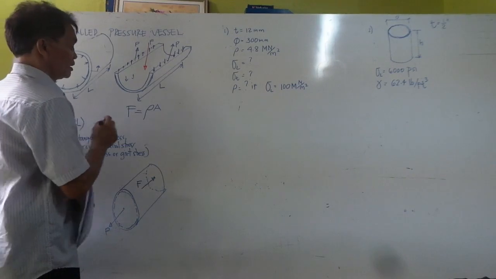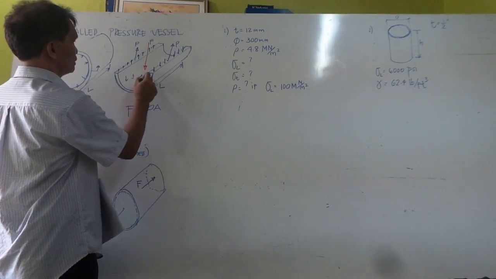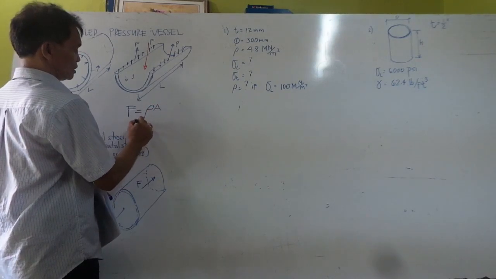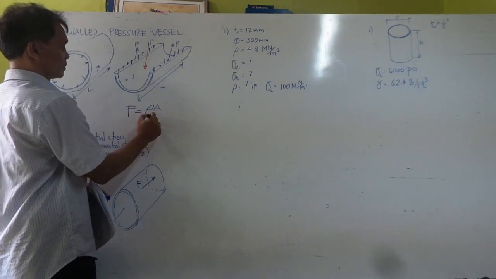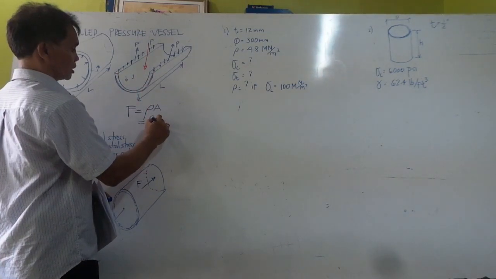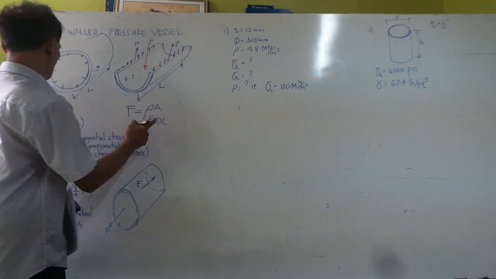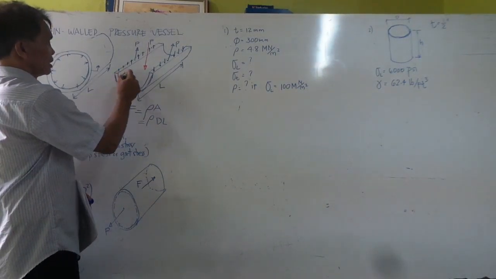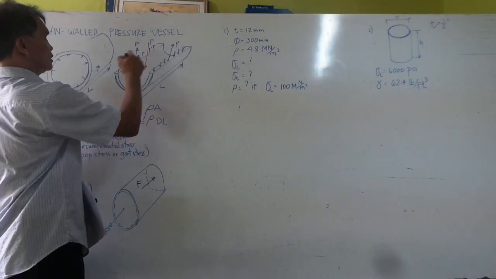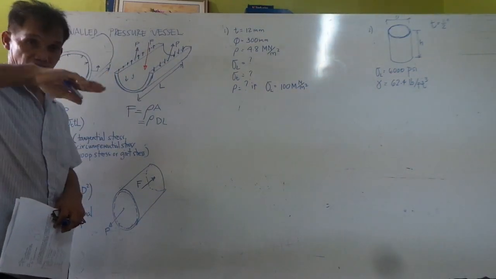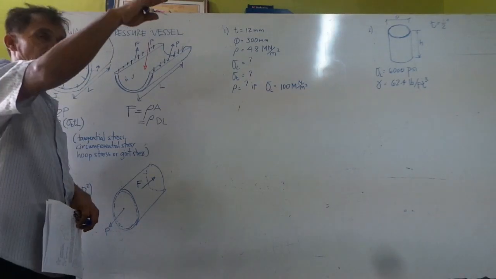The area is this area here. So this is just equal to your unit pressure, and then the area is equivalent to your diameter times L. This is the unit pressure, so this is the area. Also, it is not the curved area, but it is the flat area.